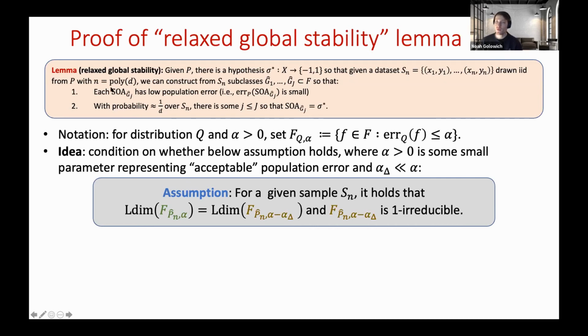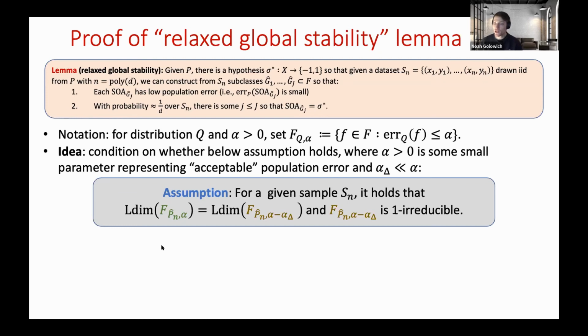And the idea behind the proof of the relaxed global stability lemma is the condition on whether or not this assumption, which I'll explain in a moment, holds. And this assumption depends on this parameter alpha, as well as some other parameter alpha delta. And this assumption states the following. Let's consider a given sample Sn. We want two things to hold.